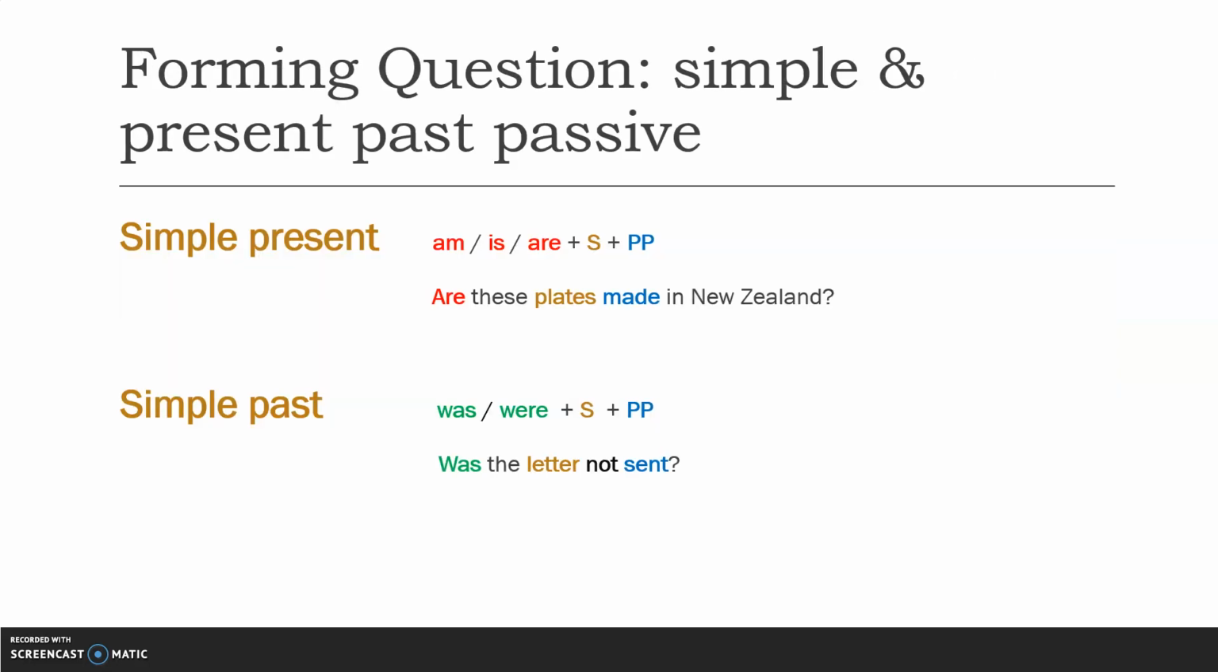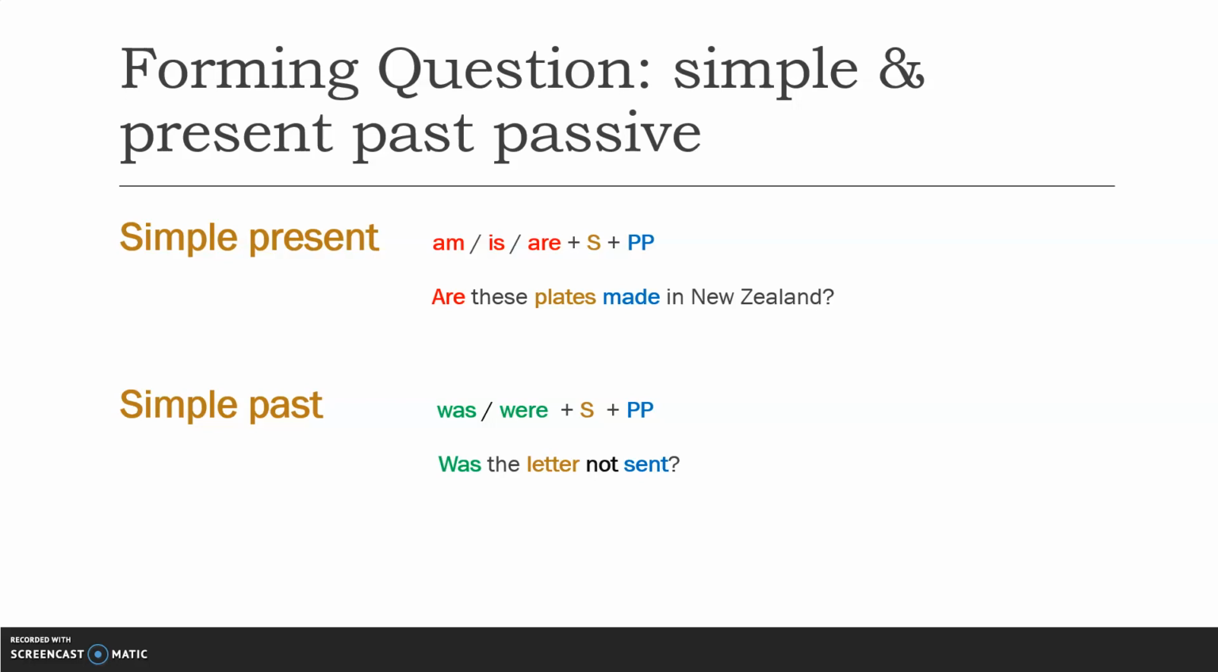Moving on to forming questions with passive. In simple present, we have is, are as verb to be. So, to construct a question in passive, we start with the verb to be. In this example, it's are, followed by the subject, then the past participle. In the passive, the sentence will be, are these plates made in New Zealand? Question mark.